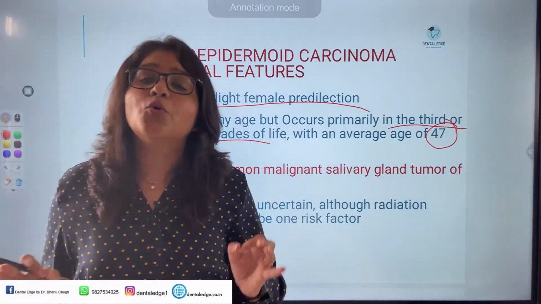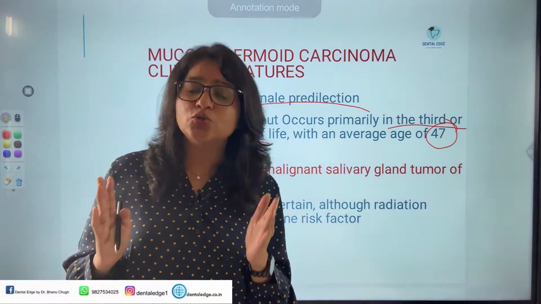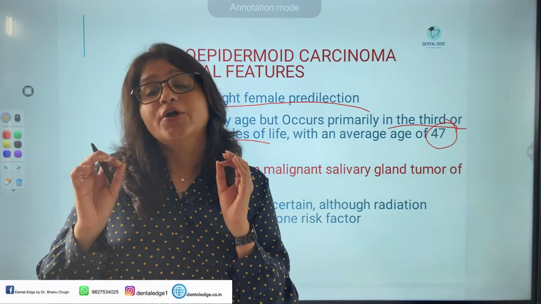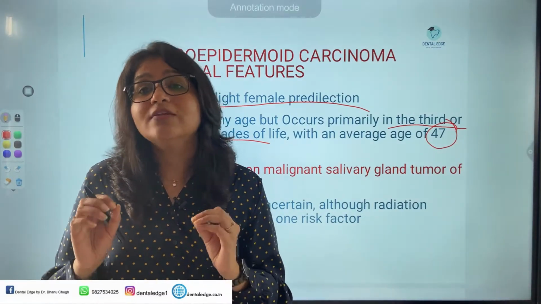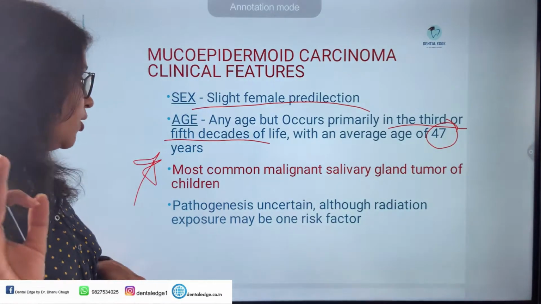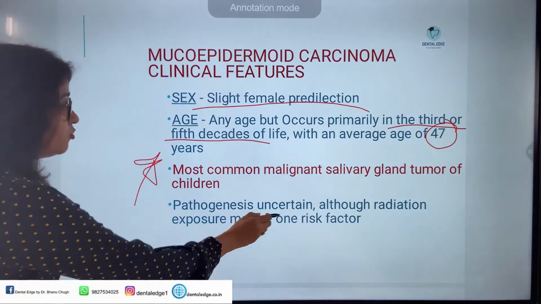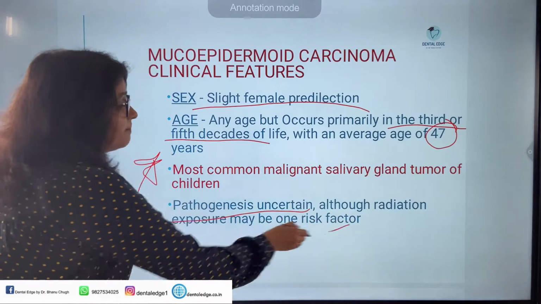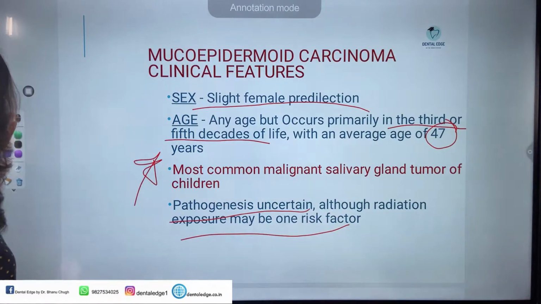Pathogenesis of a mucoepidermoid carcinoma is not very clear, although prior exposure to radiation is one of the risk factors for developing mucoepidermoid carcinoma. So pathogenesis is uncertain, although radiation exposure may be a risk factor.